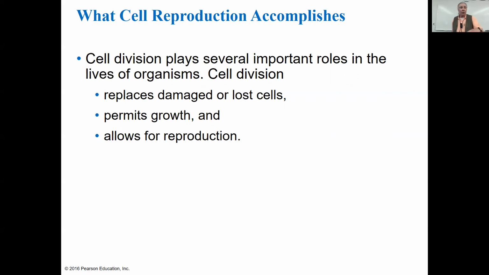It permits growth. As I mentioned, you start off as a little tiny baby, you go to a toddler, adolescent, you grew. And also as a zygote to an embryo to a fetus, you added lots of cells, you grew. And it allows for reproduction of the whole organism as a whole. If you're asexually reproducing, you use that same process, mitosis, to make babies.